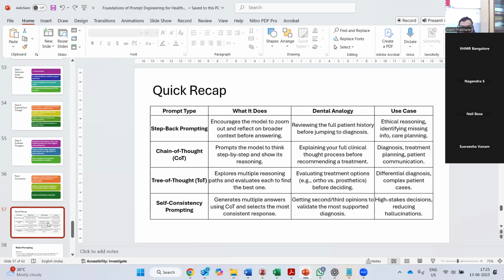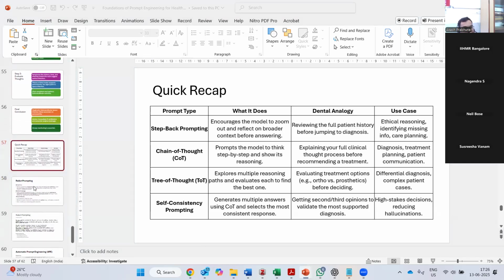So I think it's clear for all of you what step back prompting is, what chain of thought prompting is, what tree of thought is, and what self consistency prompting is. Any questions so far, or any queries that you guys have on this? Okay, thanks, Ravinder. I think I will go through this once. Any queries, any questions so far? We are at the end of this session.